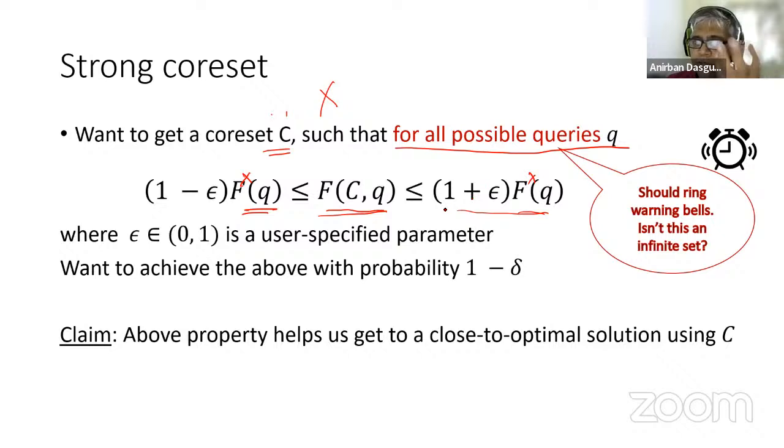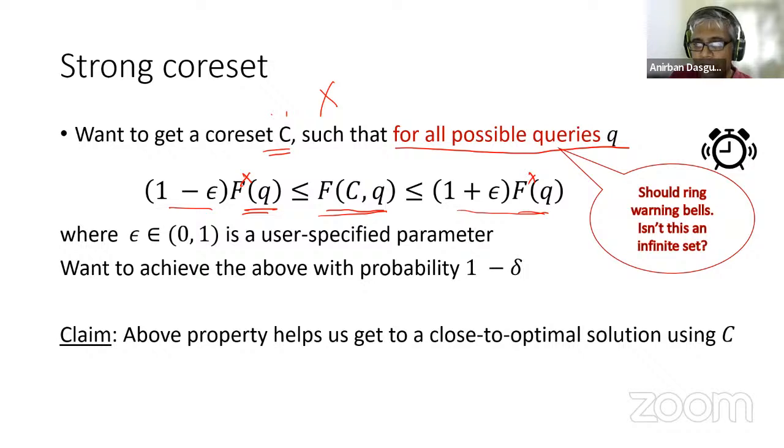That f of CQ is within 1 plus epsilon f of x cube, or f of q. I've denoted that for brevity, and at least 1 minus epsilon fx cube. So epsilon will be a user-specified parameter. Of course, epsilon will control the size of the coreset that you're interested in. And we want to achieve this with probability 1 minus delta. So I'm talking about a randomized approximation algorithm here.